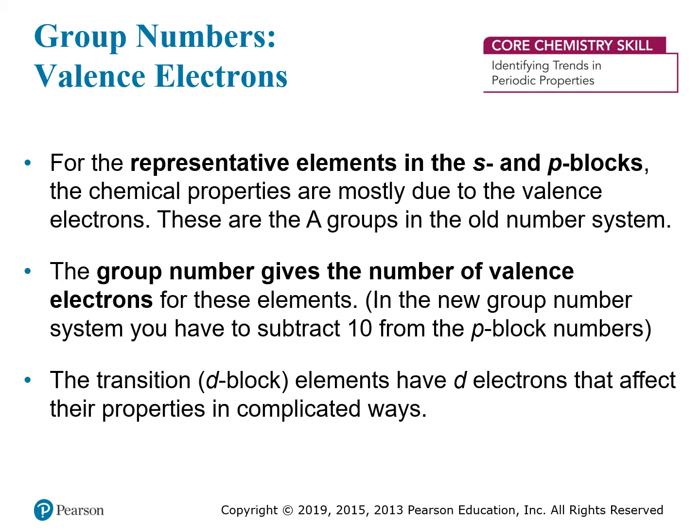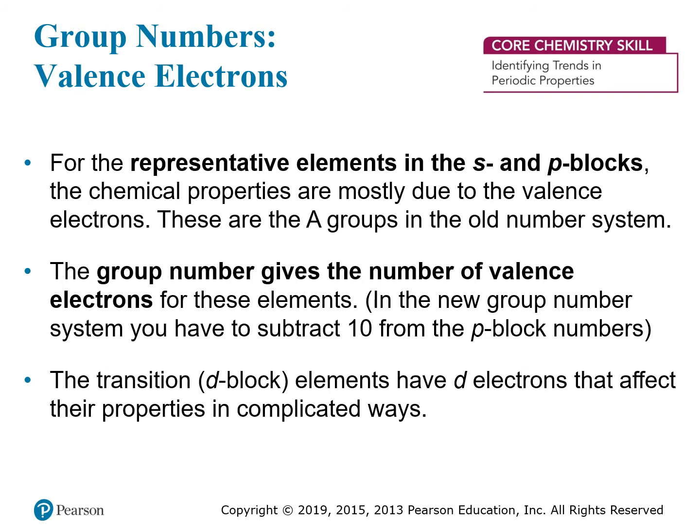We ignore all 10 electrons that can fit into the D block, which means when you get past the D block into the P block on the right-hand side, the group numbers are offset by 10. Okay, so group 13 in the new system is group 3A in the old system. So when we relate the group number to the number of electrons, we want to think more in terms of the old system. Or we can think about the new system and just remember to subtract 10 from those P block elements.